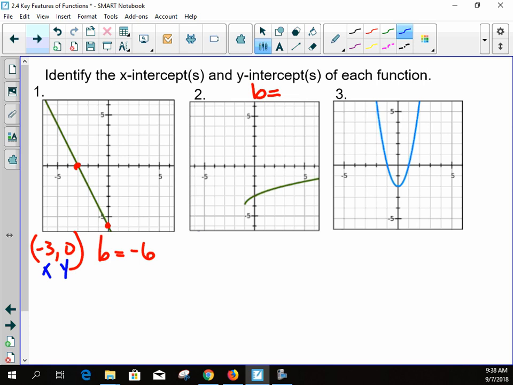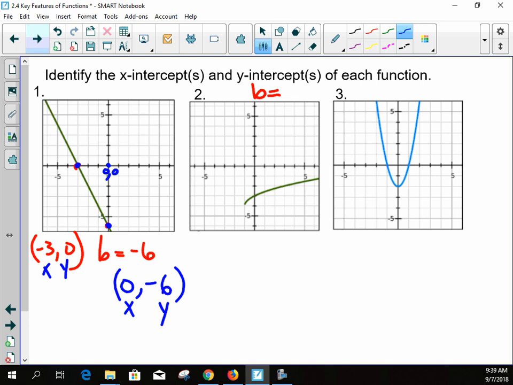Now I can write my y-intercept as an ordered pair. That is going to be 0, -6. That's my x, that's my y. Right here is the origin. That's 0, 0. When x is 0, that's your y-intercept. When y is 0, that's your x-intercept. There's a whole lot of information there that you might need to be writing down. But we'll get to it.